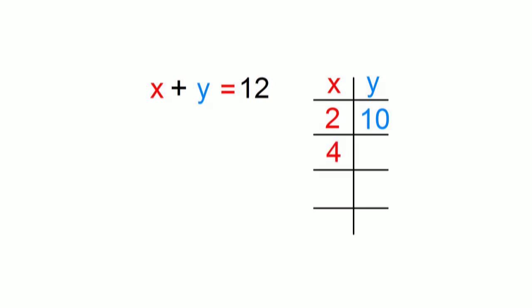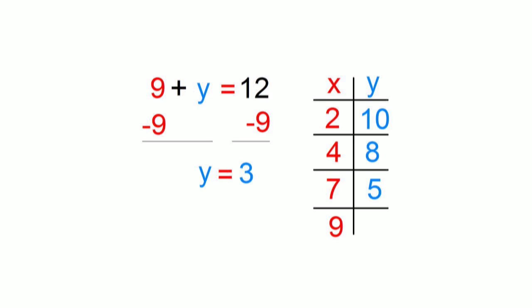What if I want to make x equal to 4? What does y have to be if x is 4? Again, I have to figure out what y is by subtracting 4 from both sides to get 8. So if I use 4 for x, y has to be 8 to make x plus y equal to 12. What if I choose 7 for x? Again, I then have to subtract 7 from both sides to figure out what y has to be. It's 5 if I make x 7. Let's find one more pair of numbers. I want to make x 9, which means I have to subtract 9 from both sides to get y equal to 3.